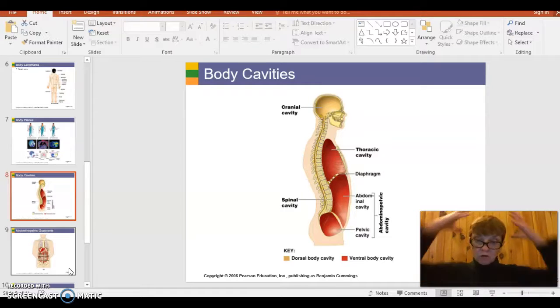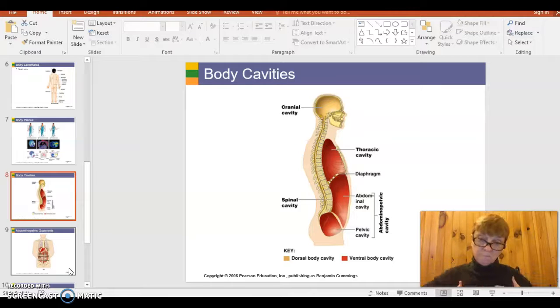So again, cranial cavity, thoracic cavity is where your ribs are. Then you have the abdominal cavity, and that is where you think of your intestines being. Your pelvic cavity, if you put your hands on your hips, the hips are the top part of your pelvic girdle.